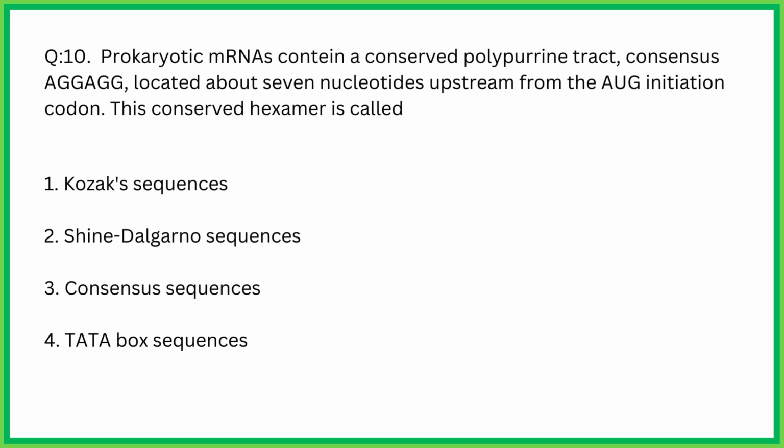Question number 10. Prokaryotic mRNAs contain a conserved polypurine tract, AGGAGG, located about 7 nucleotides upstream from the AUG initiation codon. This conserved hexamer is called option 1 Kozak sequence, option 2 Shine-Dalgarno sequence, option 3 consensus sequence, option 4 TATA box sequence. So the correct option for this question is option 2.